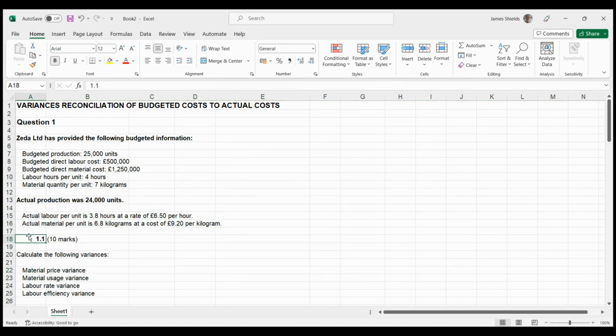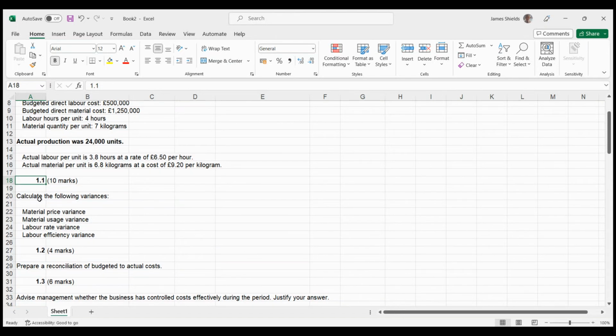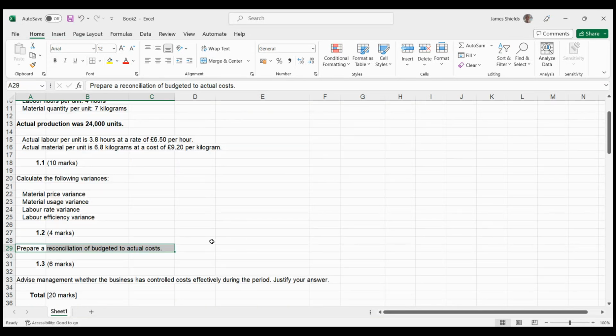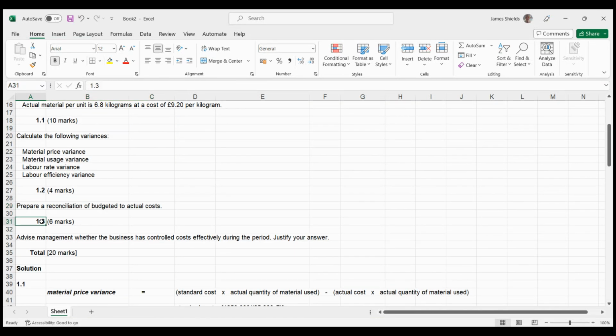So in part 1.1, just calculate the following variances: the material price variance, the material usage variance, the labour rate variance, the labour efficiency variance, and then in 1.2, we'll prepare a reconciliation of budgeted to actual costs, and in 1.3, we've got to advise management whether the business has controlled costs effectively during the period and justify your answer.